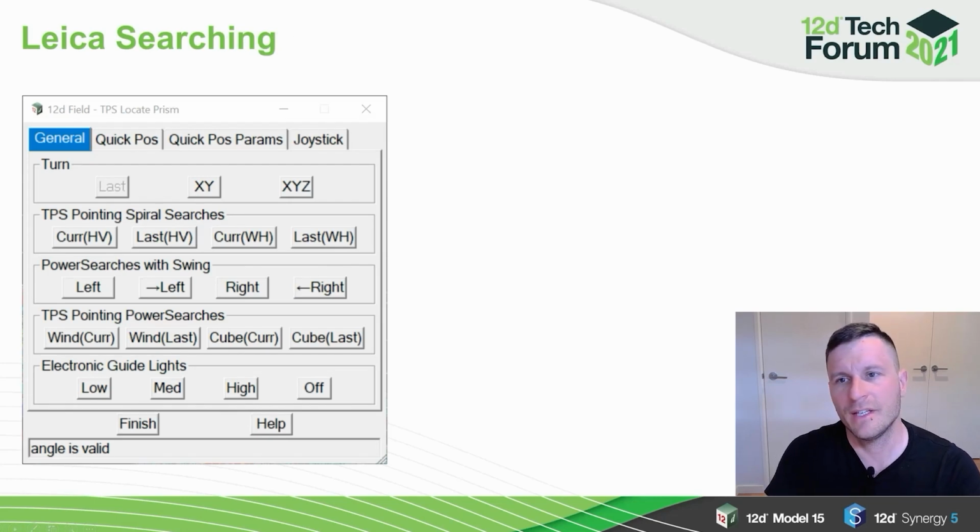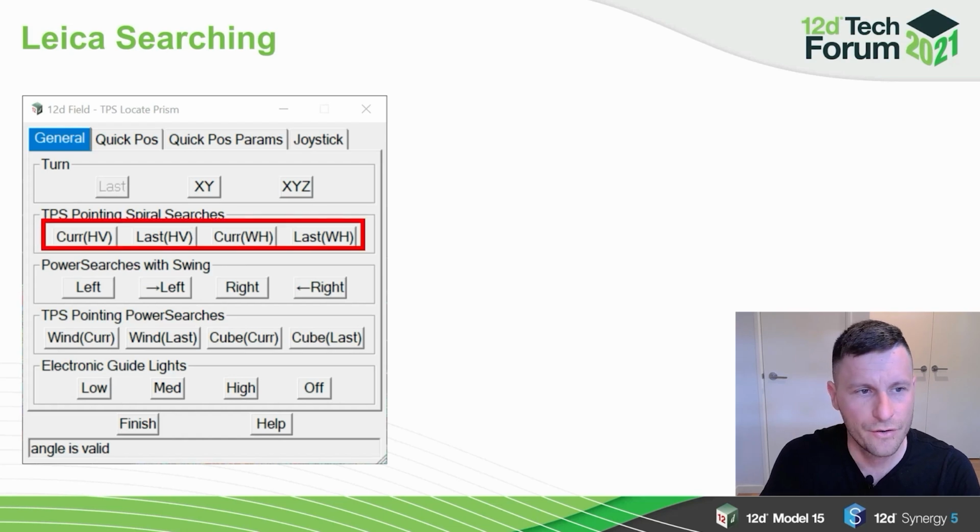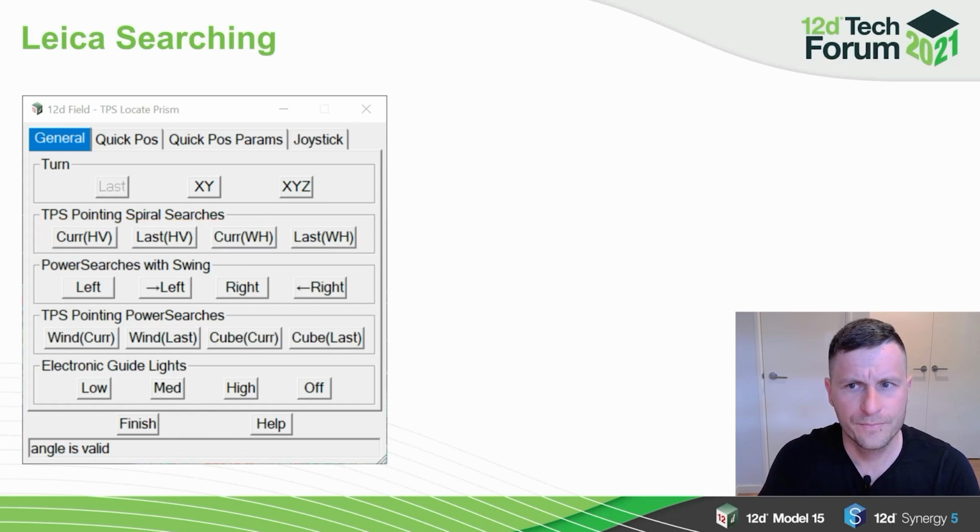Next, we're going to cover the Leica searching. So the Leica searching has been broken up with the spiral search, which is the traditional search, the power search, and you've got your pointing power searches. So first I'll cover the spiral searches. That's where no power search is involved. The instrument simply turns and searches for the prism within the window. Quite slow and quite old.